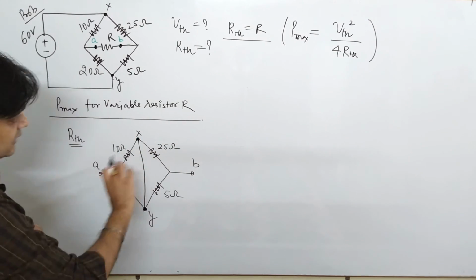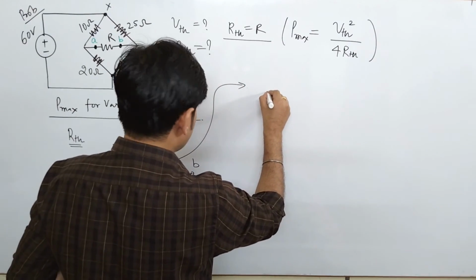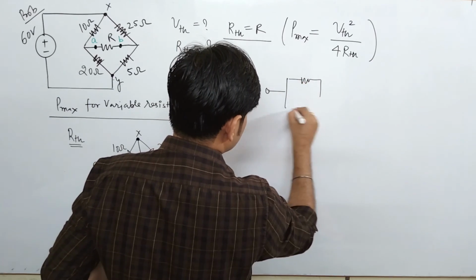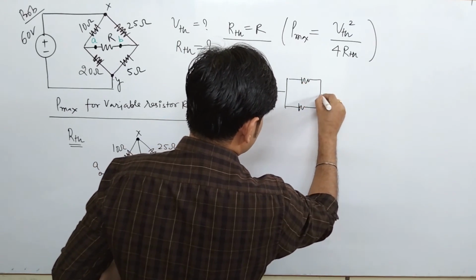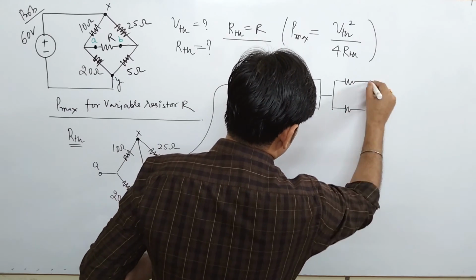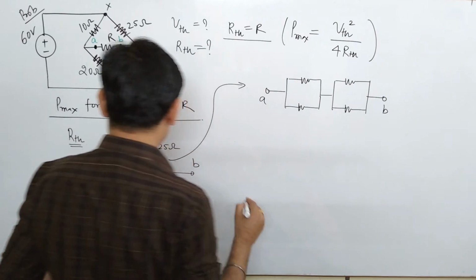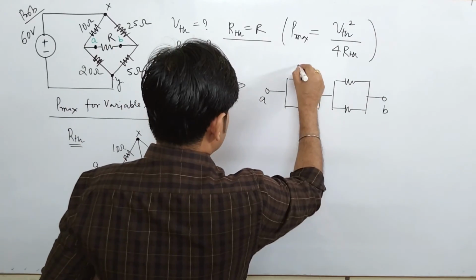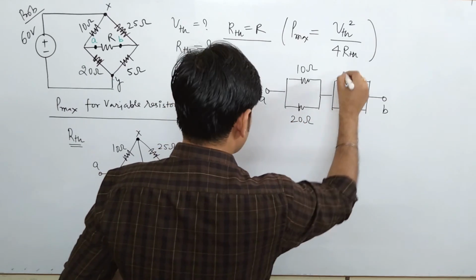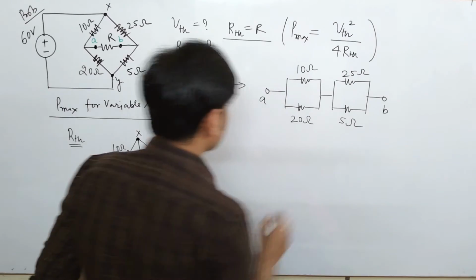Now you will see, if I again redraw this network, it comes to be what? You can draw it in this manner also. Very simple. This is your AB. This is your 10 ohm, this is 20 ohm, this is 25 ohm, and this is 5 ohm.